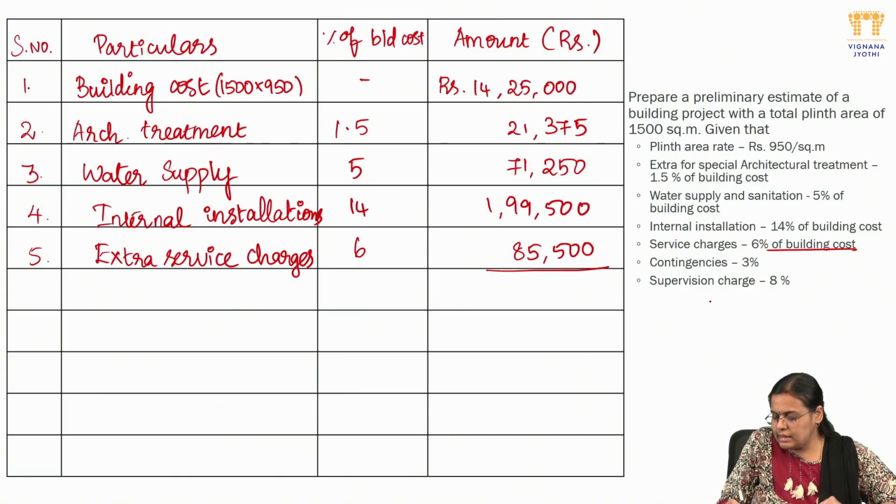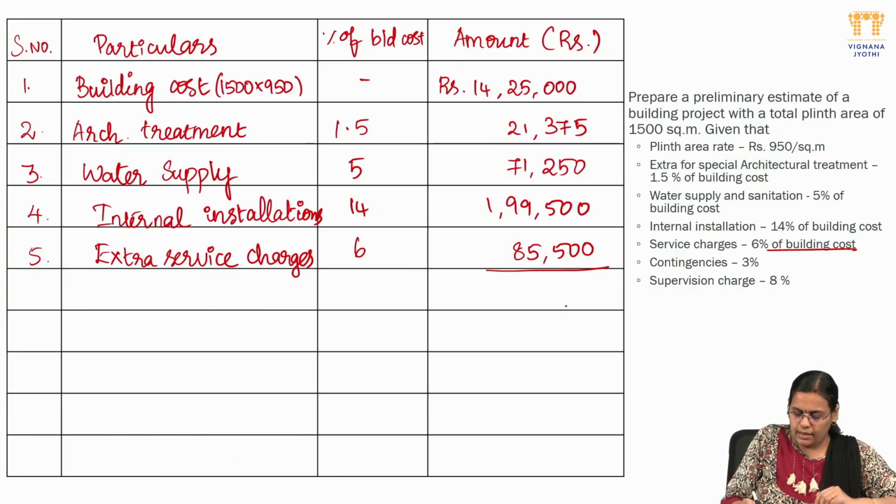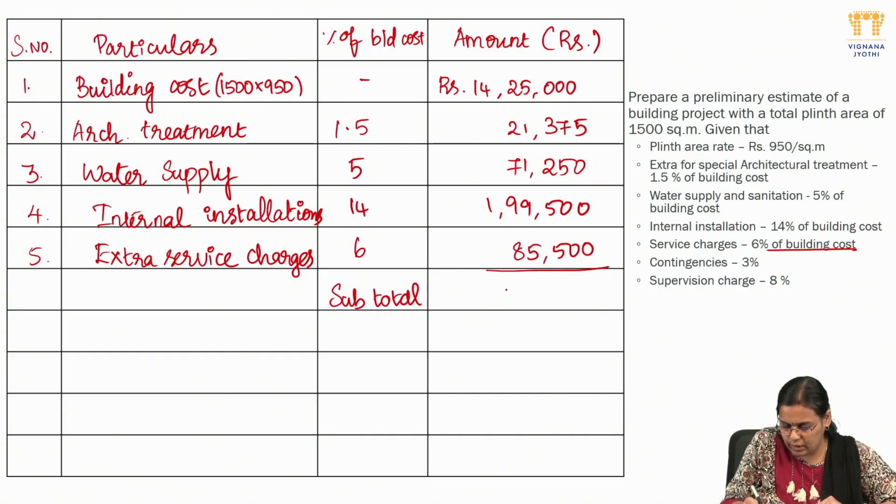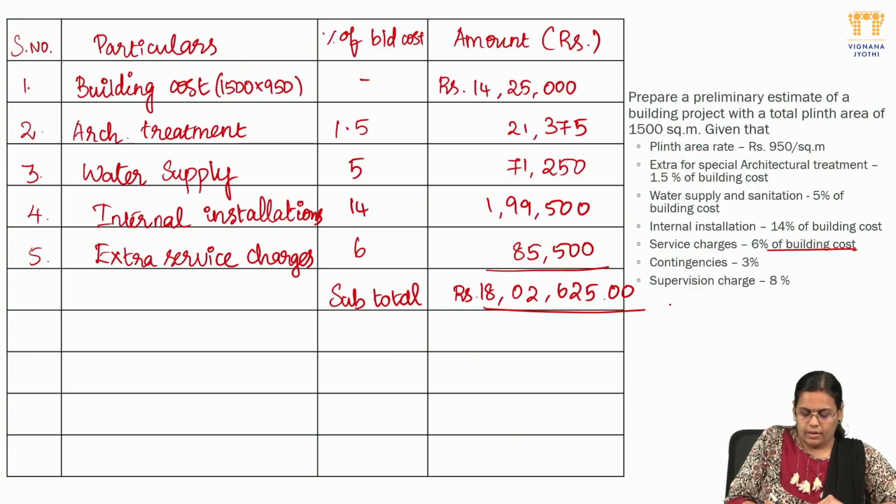And what you need to do? See here, contingencies and supervisions, for them it is not given as of building cost. So it means that from the subtotal or from the overall cost, 3% is allocated for contingencies and 8% is allocated for your supervision charges, right? So first sum the construction cost up to this level, calculate the subtotal. So your subtotal would be around rupees 18 lakhs 2,625 rupees, right? Fine. Now contingencies we need to consider.